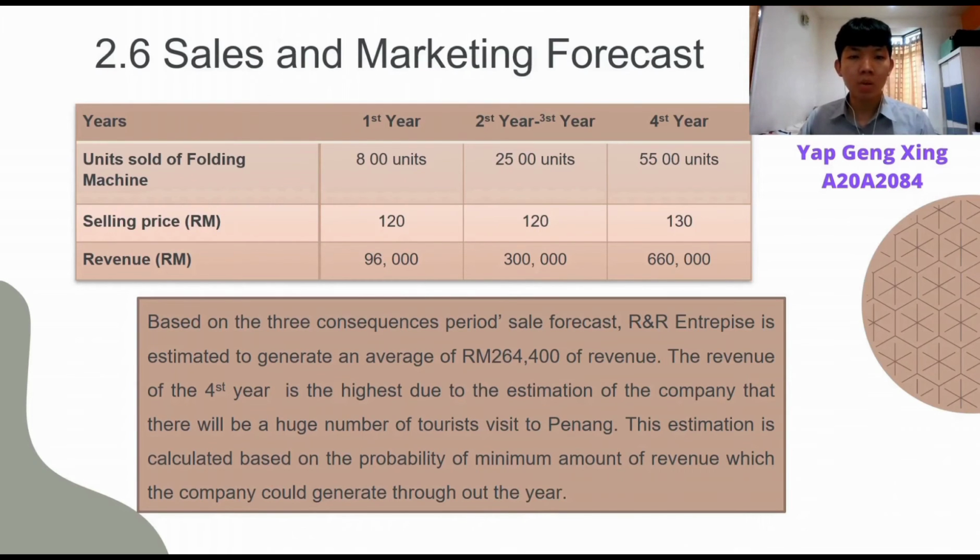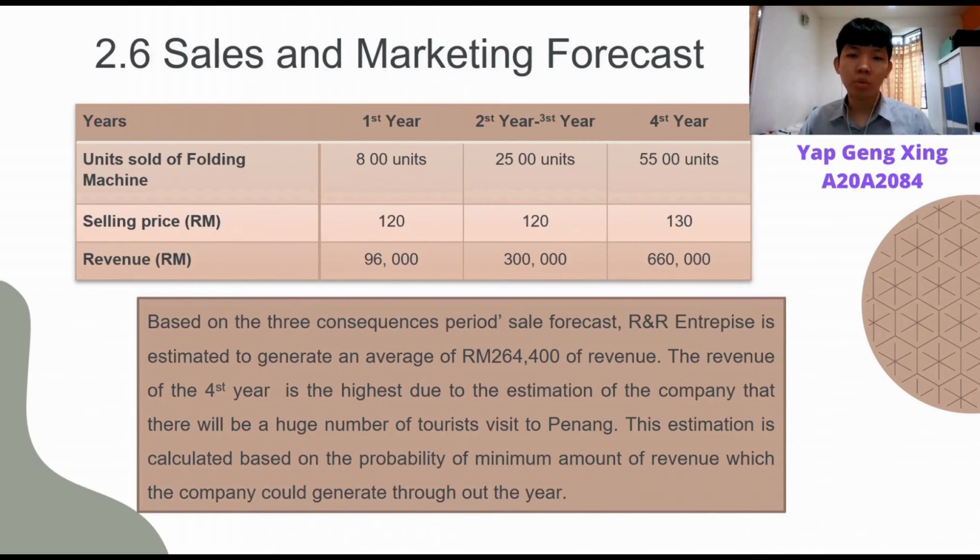For the first year, we estimate the units sold of the folding machine is 800 units. The revenue is 96,000 ringgit. For the second and third year, we estimate 2,500 units will be sold and the revenue is 300,000 ringgit. For the fourth year, 5,500 units will be sold and the revenue is 660,000 ringgit.